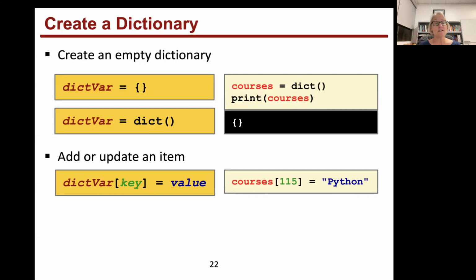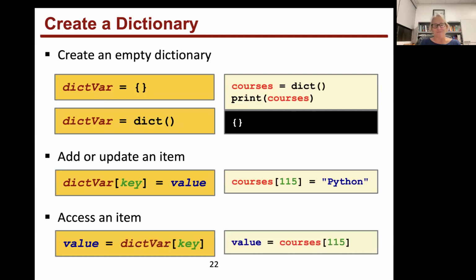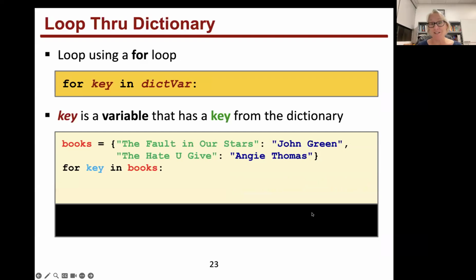And then here, just reminding you, you can add or update a value, right? Using this dict var square bracket key equals value, and you can access an element, which we were doing on Tuesday, by doing the opposite. Value equals dict variable square bracket key. Because remember, everything on the right side of the equal sign gets evaluated and then put into the left. So there's an example.